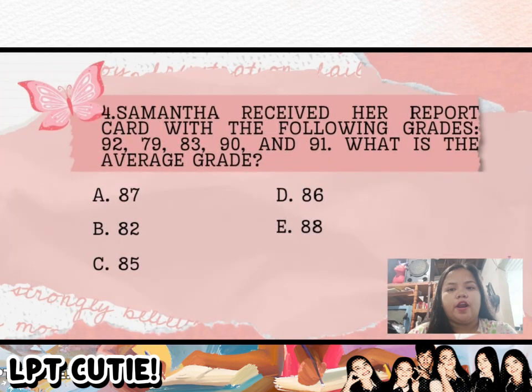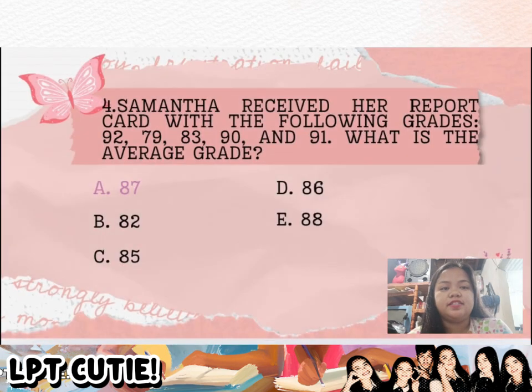Okay, so number 4. Samantha received her report card with the following grades: 92, 79, 83, 90, and 91. So what is the average grade? Is it letter A, 87, letter B, 82, letter C, 85, letter D, 86, or letter E, 88? So what do you think is the correct answer? Okay, so the correct answer is letter A, 87.